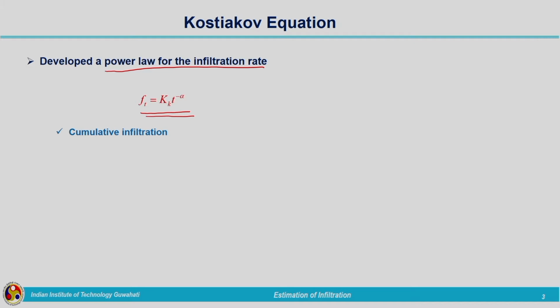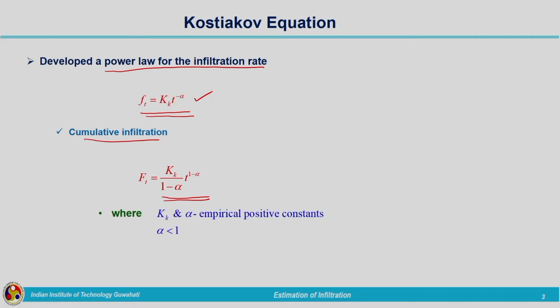For cumulative infiltration, we know the relationship between the cumulative infiltration and the infiltration rate. Once infiltration rate is known to us, after integrating that particular expression, we will get the cumulative infiltration. Same thing has been done over here. So, capital F of t, that is nothing but our cumulative infiltration, is given by the expression k divided by 1 minus alpha, t to the power of 1 minus alpha. This we can obtain by integrating the infiltration rate equation. In these equations, k and alpha are empirical positive constants and alpha is always less than 1. So, Kostiakov equation represents a power law corresponding to infiltration rate small f of t, and capital F of t we can derive by integrating the infiltration rate curve.